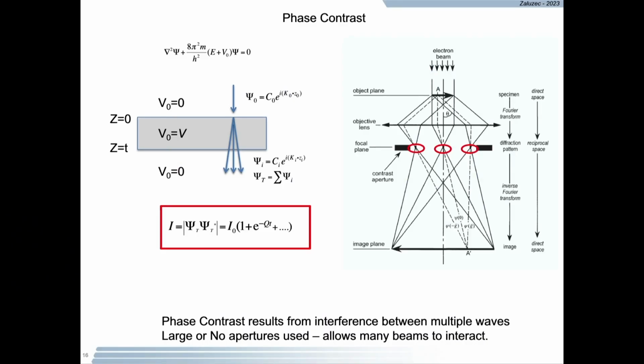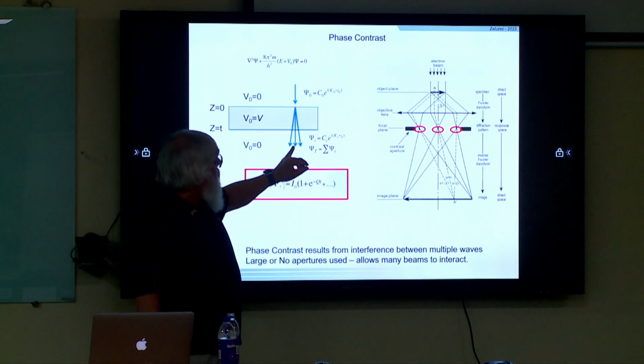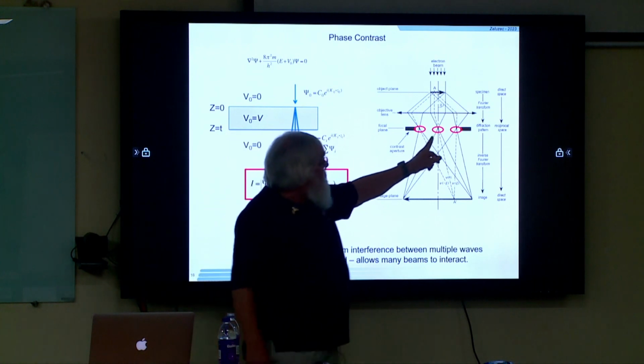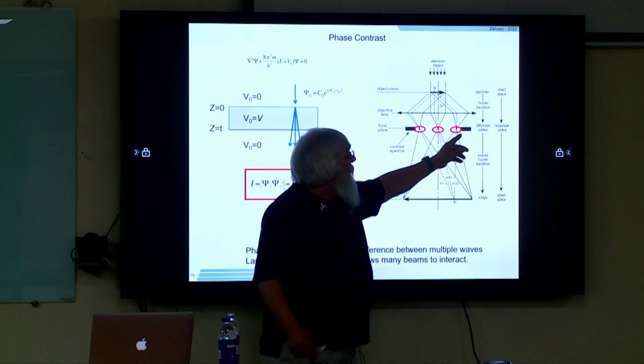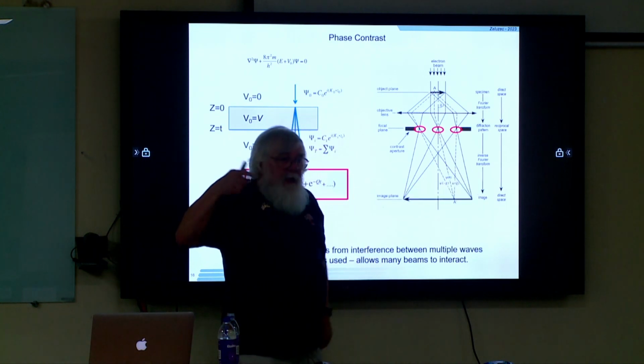Now, phase contrast is slightly different. We still have a beam coming into the sample, interacts with the sample, and the beam comes out. So we still have that same basic equation. But what's happening now is in phase contrast, instead of just looking at the direct beam, we let as much information come as possible. What's happening there?